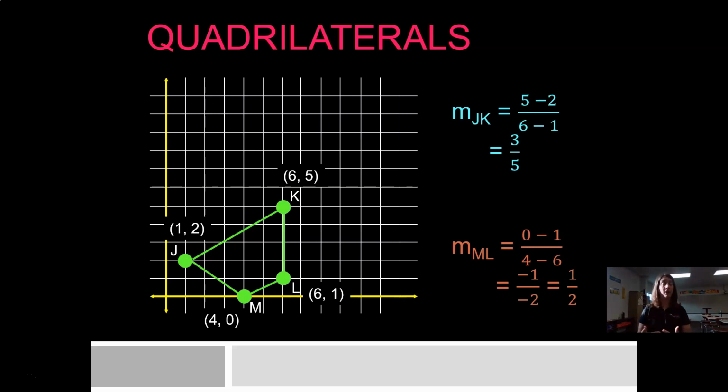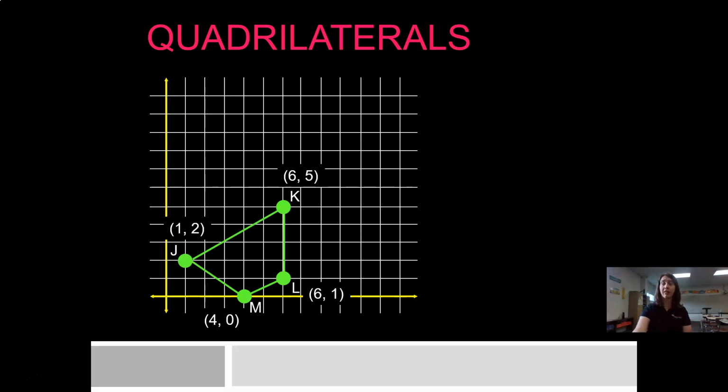That doesn't mean, however, that this shape is not a trapezoid. Because remember, a trapezoid just had to have one set of parallel sides. Maybe this isn't the set. Maybe it's the other direction. So let's check those ones out.